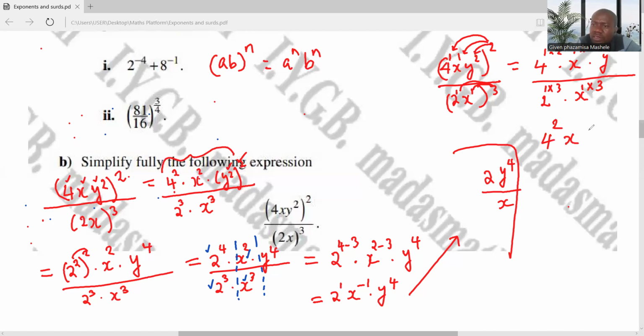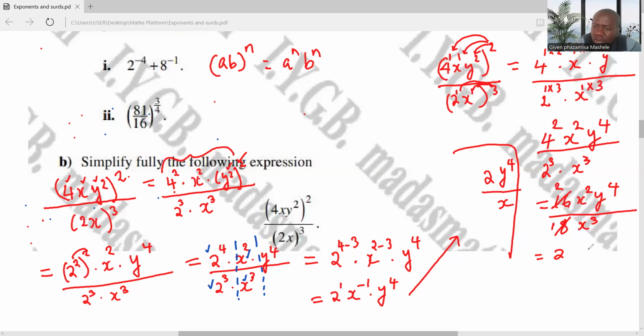So this will actually give us 4 squared x squared y to the 4, divided by 2 to the exponent of 3 multiplied by x to the power of 3. If we do not want to use exponents, we can say 4 squared is the same as 16, x squared y to the 4, over 8, x to the power of 3. You can see that there's a number that goes into 16 and 8. It's 8. 8 goes into 8 once, 8 into 16 goes twice. So you're going to remain with 2x squared y to the power 4, everything divided by x.